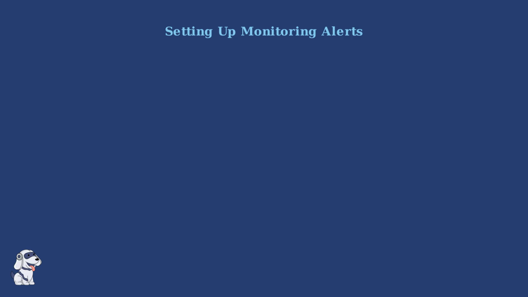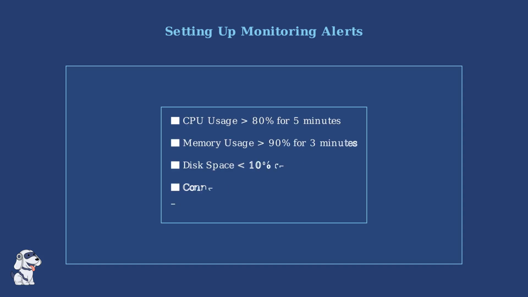Proactive monitoring means setting up alerts that notify you before problems become critical. Here are the essential alerts every Cloud SQL instance should have. Set up alerts for CPU usage above 80%, memory usage above 90%, low disk space, high connection counts, and replication lag. These alerts help you respond quickly to potential issues.